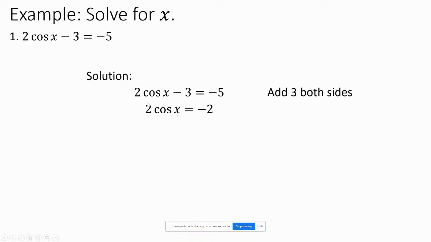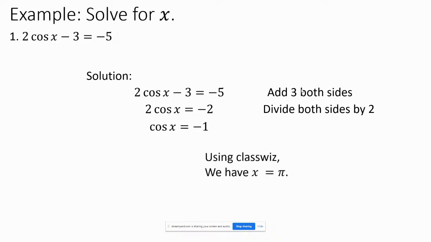Now, how do we eliminate 2 naman dito? So, to make it 1, yung numerical coefficient ni cosine x, we need to divide both sides naman by 2. So, cosine x equals negative 1. O, di using quadrant rule, anong sabi sa quadrant rule? Kailan magiging negative si cosine? Saan ba positive si cosine? Kay quadrant 1 tsaka kay quadrant 4. Diba? So, ibig sabihin, negative siya kay quadrant 2 at quadrant 3. Okay. So, using ClassWiz, we have x is equal to pi.